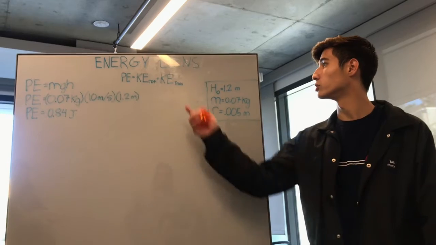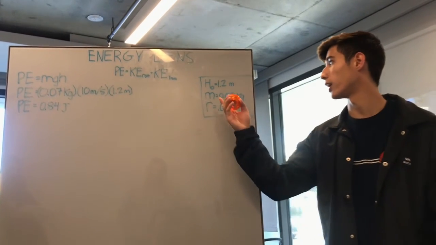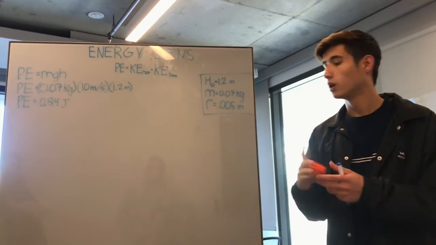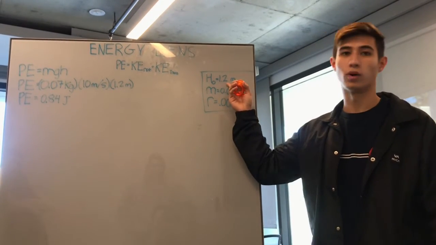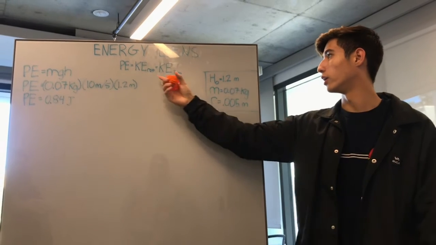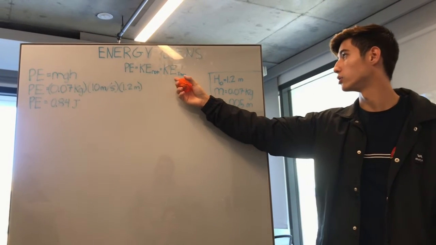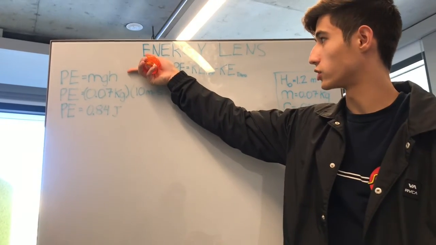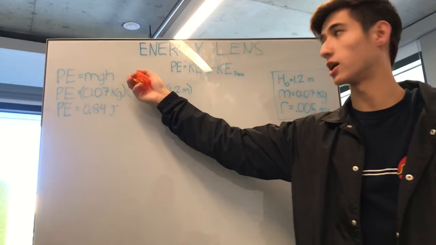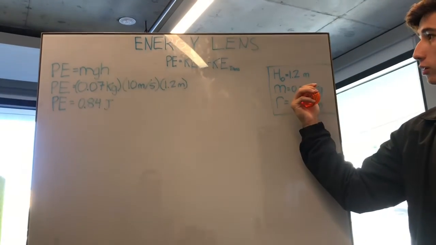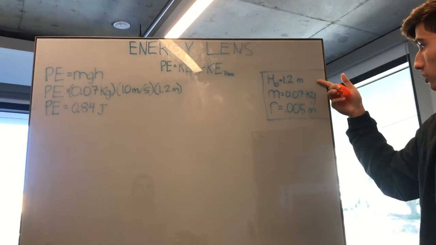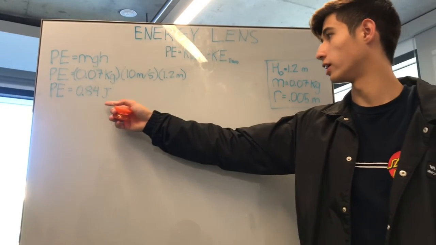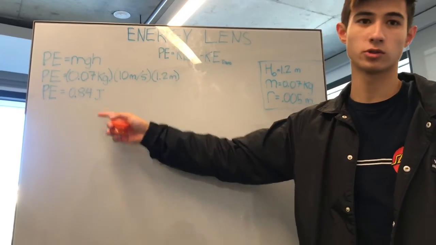Okay, so we've chosen to work with an energy lens because we have the yo-yo at a height of 1.2 meters, so it'll have potential energy at the top. So when we let it unravel from 1.2 meters, we can look at how the rotational kinetic energy and translational kinetic energy compare. We can see that potential energy is equal to mass times gravity times height, and with our variables over here, we can see that height is 1.2 meters, mass is 0.07 kilograms. After doing the calculations, we get a potential energy of 0.84 joules.